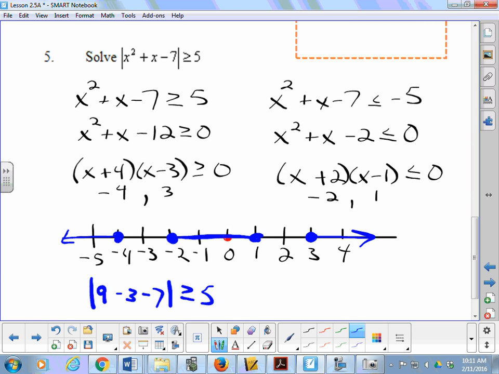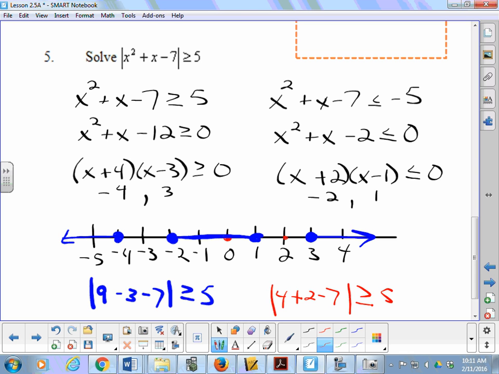All right, let's check 2 also. So 2 squared is 4 plus 2 minus 5 is minus 7, excuse me. Is that going to be greater than or equal to 5? No, because we get -1, so it's not. So there's our answer when we write it on a number line.